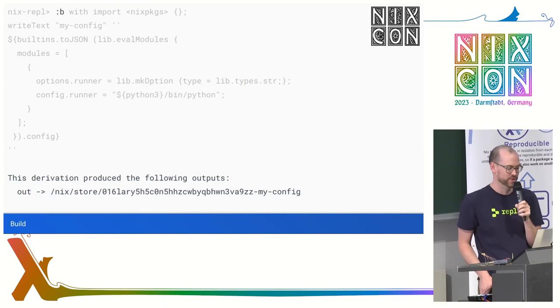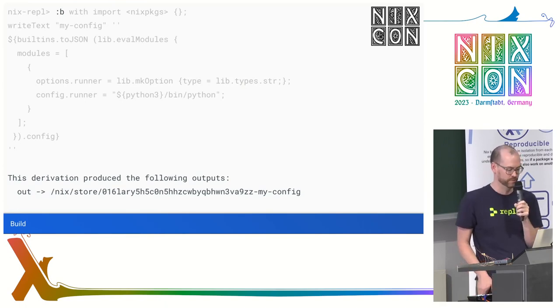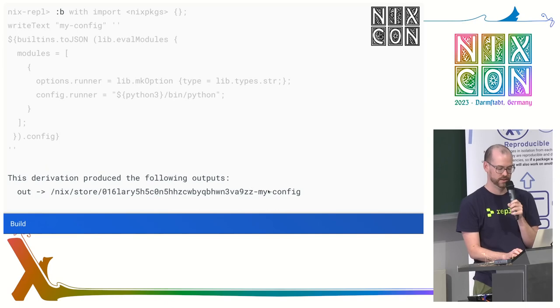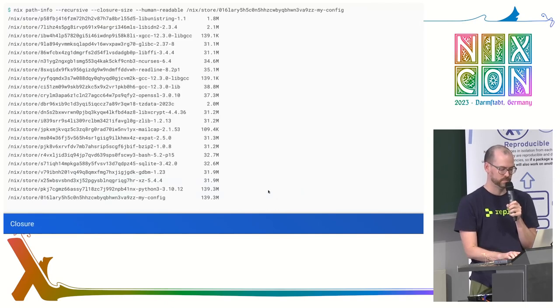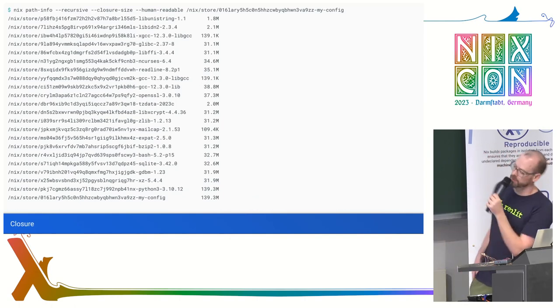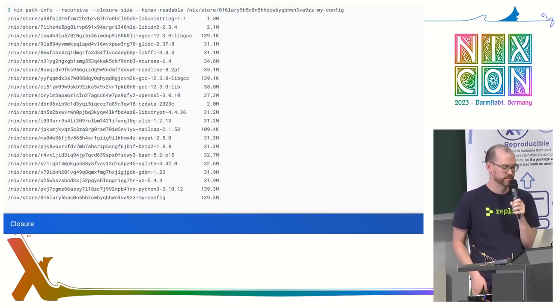If you're in a REPL and you have a derivation available to you, you can do colon b in front of it, and that will build it for you, and it'll tell you the output. So here, at the bottom, we can see we've gotten a store path that has the configuration. And why is that interesting? Well, we can run this command, nix path-info, and get the closure size of this derivation, of this store path that we've created.